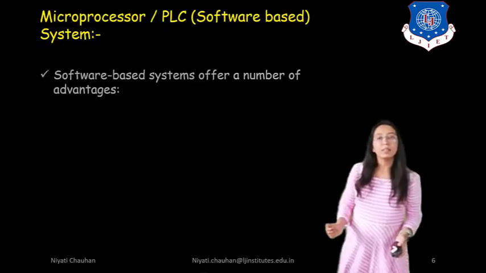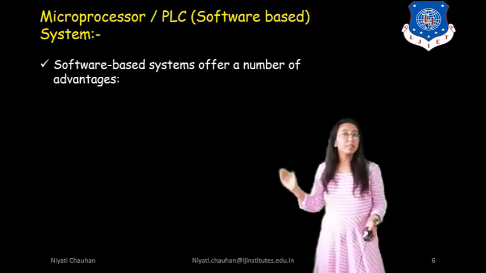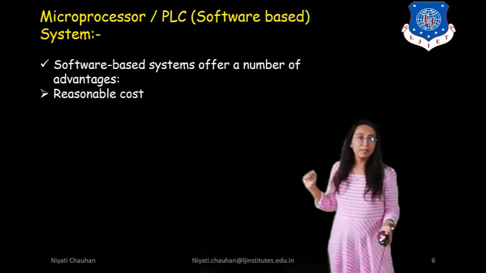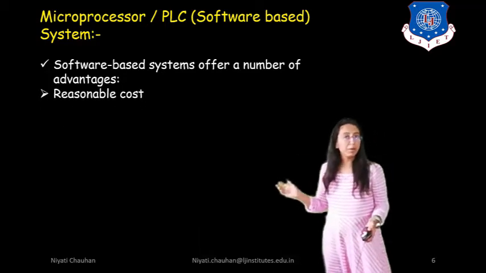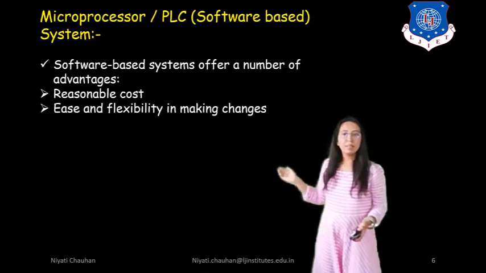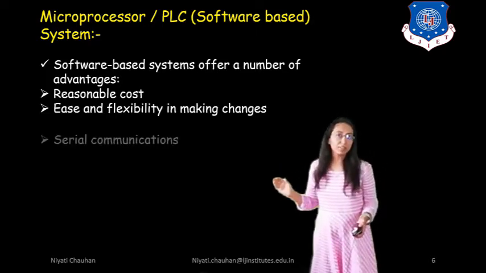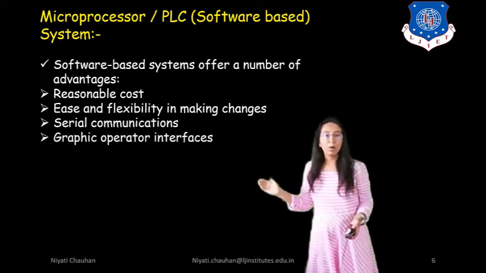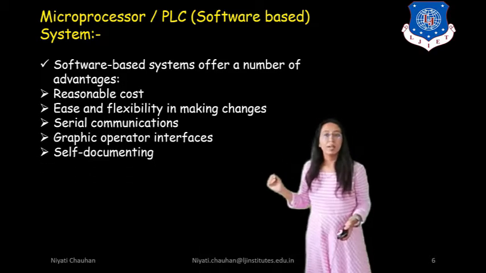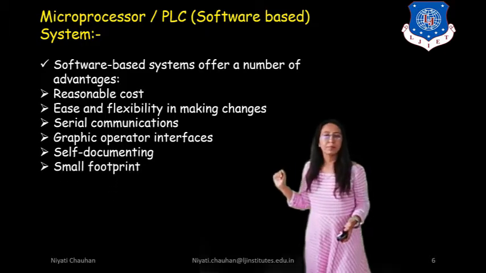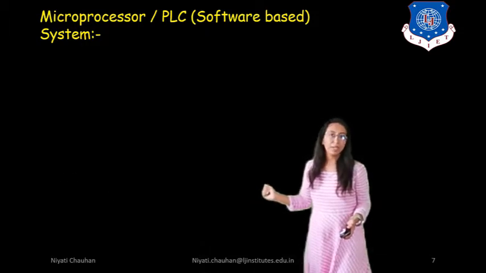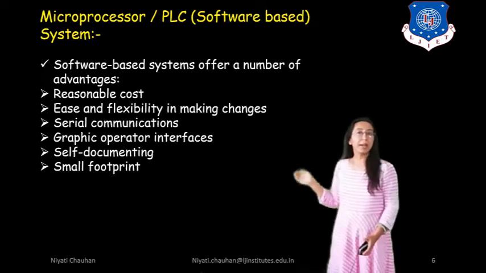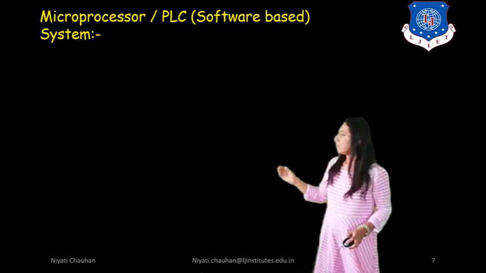Software-based systems offer a number of advantages. So let's see the advantages: reasonable cost, ease and flexibility in making changes, serial communications, graphic operator interfaces, self-documenting, small footprint. So these are the basic advantages of microprocessor and PLC based systems.